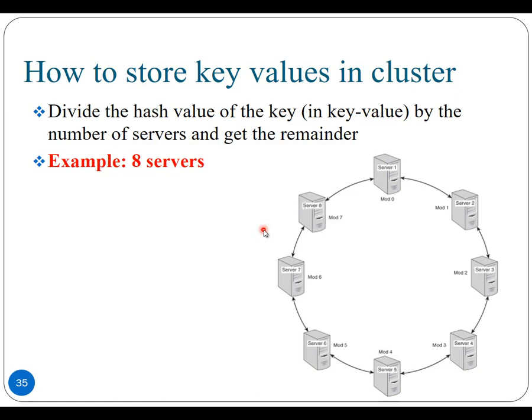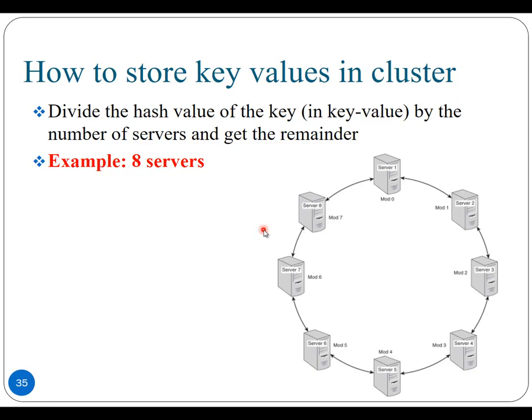How to store key values in the cluster? How can we store key values in the cluster? Divide the hash value of the key by the number of servers and get the remainder. What does this mean? For example, if we have 8 servers, like in this figure, then we want to decide where we should put the data.